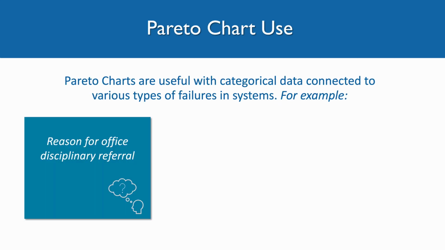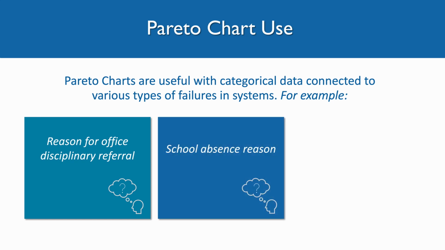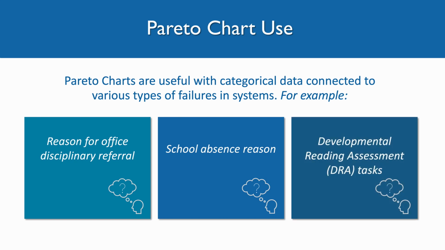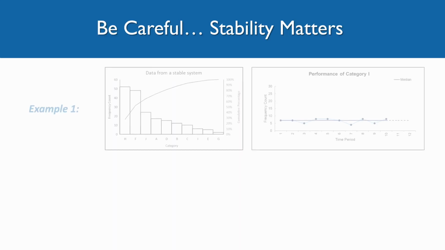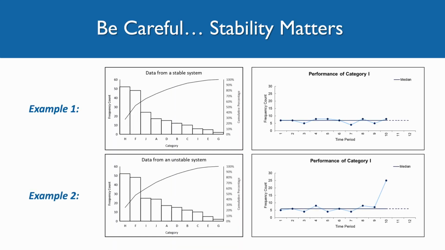Here are some examples of where Pareto charts can be useful for investigating educational systems. They can be useful for understanding reasons for an office referral for discipline, or for absence from school. They might also be useful for understanding which tasks to prioritize for students after an analysis of developmental reading assessments. When using Pareto charts, it is important to be careful to use enough data, ideally 30 or more data points, and to ensure when interpreting frequency data that the data collected comes from a stable system.